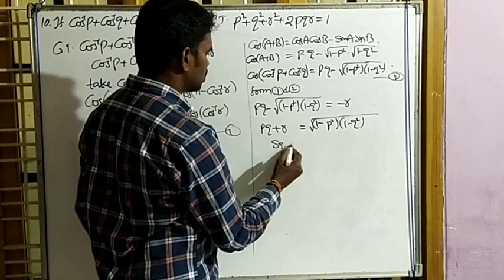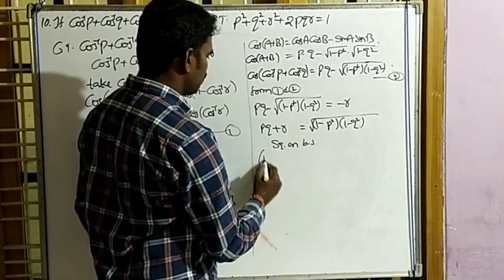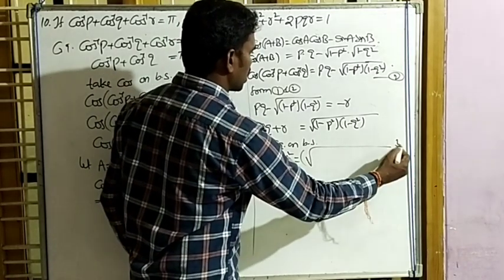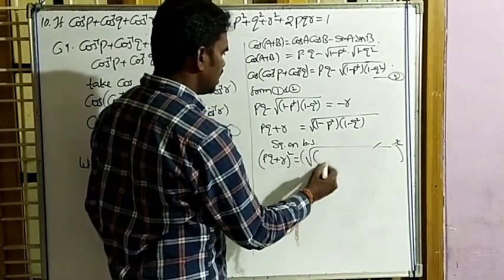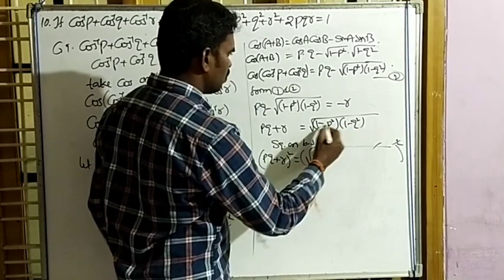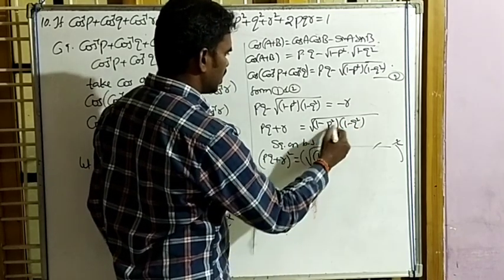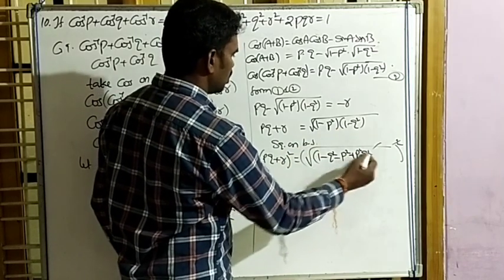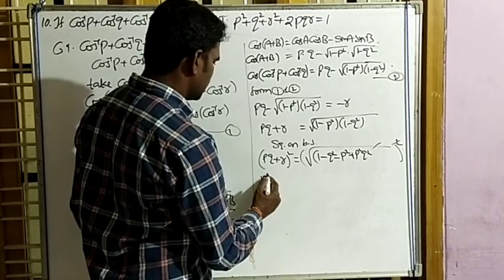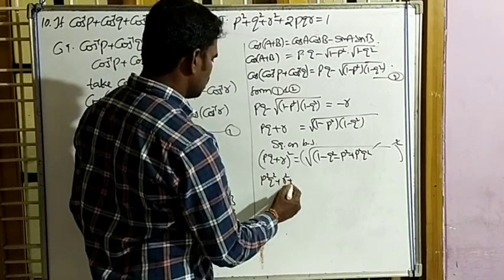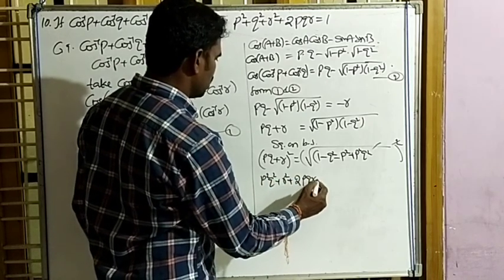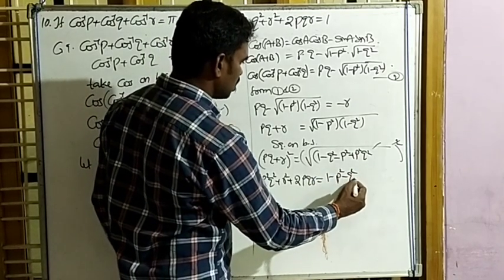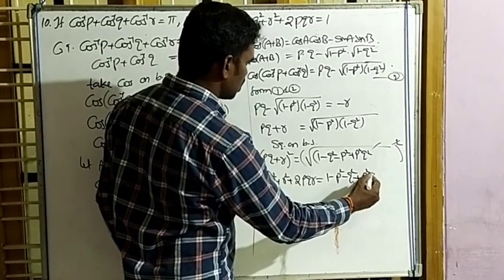Squaring on both sides. So (pq plus r) whole square equals root whole square. The root and square cancel. In the middle, now multiply 1 into 1 is 1, 1 into minus q square is minus q square, minus p square into 1 is minus p square, minus p square into minus q square is plus p square q square. Using (a plus b) whole square formula, we get a square plus b square plus 2ab, so p square q square plus r square plus 2pqr is equal to 1 minus p square minus q square plus p square q square.